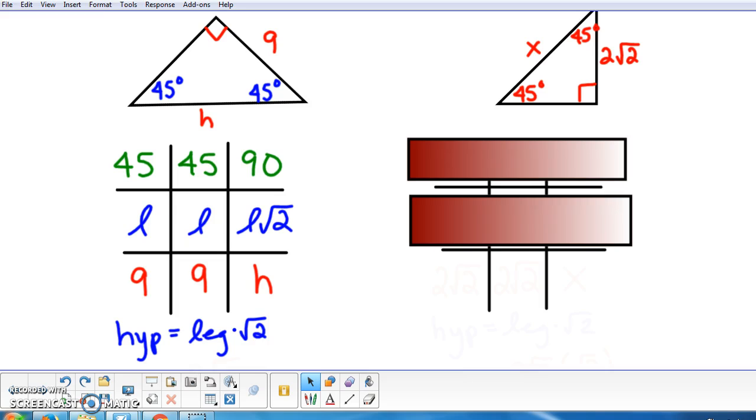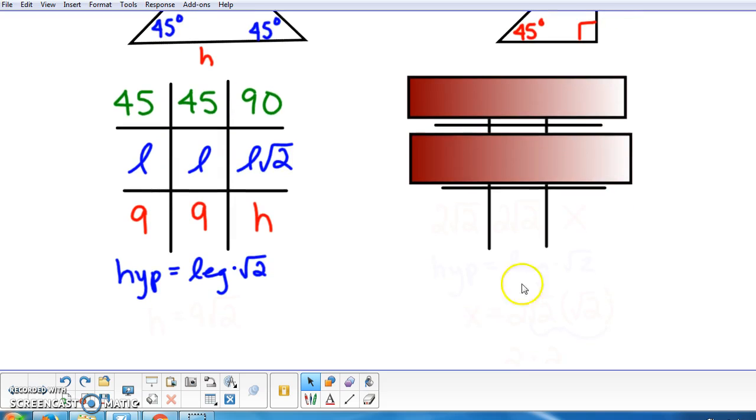Notice I wrote it with words this time instead of the L's. Now, all I do is plug in what I know. My hypotenuse is opposite of my 90, is my H, and that's going to equal 9 root 2. We leave our answer like this because 2 cannot be broken down and we do not want decimals.